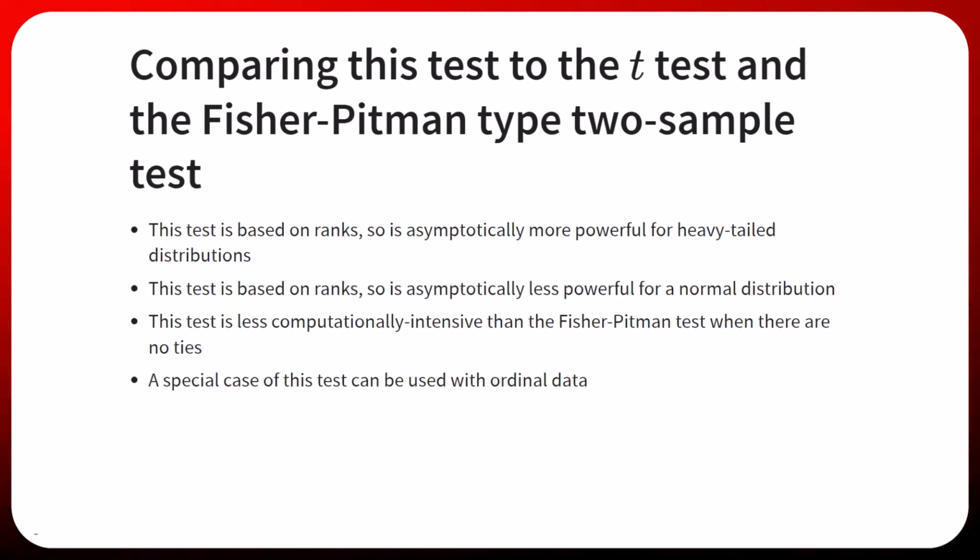This test is less computationally intensive. Why is that? If you don't have ties, then we know for the sample size what all the ranks are going to be. And we can actually create formulas to calculate the possibilities for ranks without doing every possible combination. A special case of this test can be used with ordinal data. That was not the case with the Fisher-Pitman type test and the t-test. But with the rank test, if we have ordinal data, we can use the second form of the null and alternative hypotheses to conduct a test.